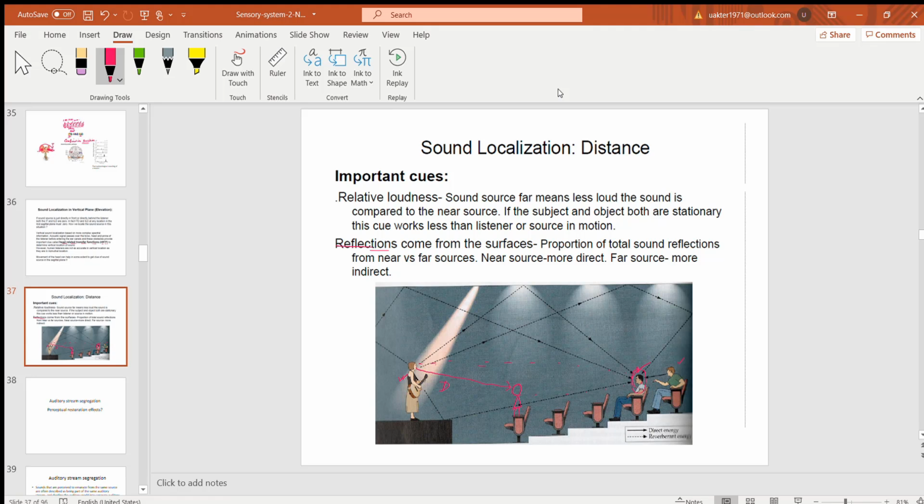So you see, the sound waves arriving at the ears of this person are definitely different from this person. This person is getting more direct sound from the speaker or the performer. This person is getting more indirect sounds. Okay, and that is one important cue: how far the performer or the speaker is, and how much direct and indirect or reflected sound you are hearing. So if more indirect or reflected, that means the distance is more. If more direct, that means the distance is less.